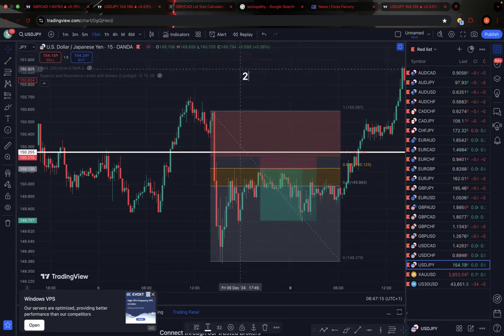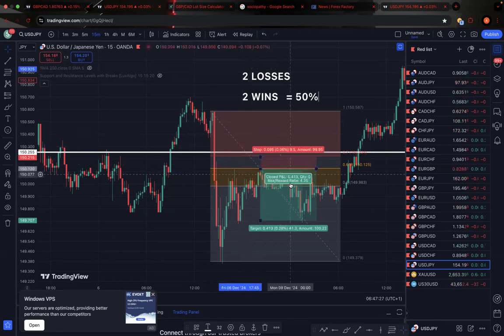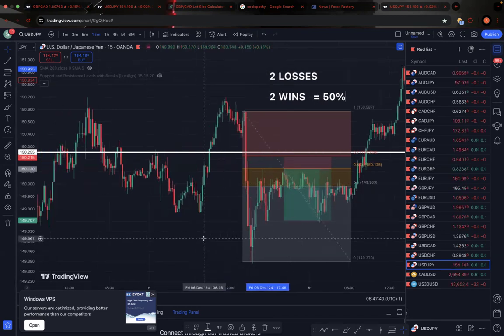Out of the 4 setups, 2 losses, 2 wins, giving an accuracy of 50%. And from what we did, we're using a 1:4 Forex reward ratio. Even an accuracy of 30% is profitable with the 1:4 reward ratio. That means we are super profitable at 50%.